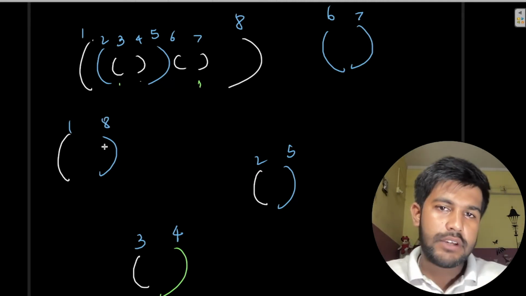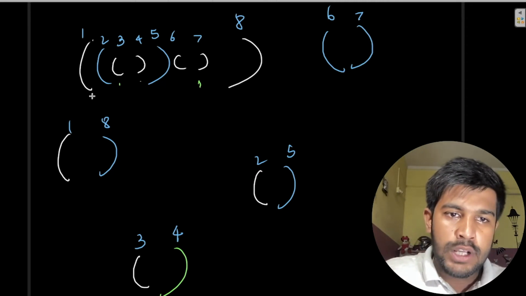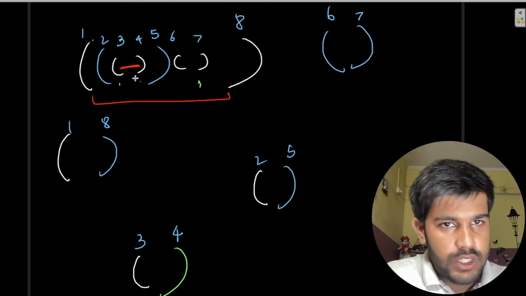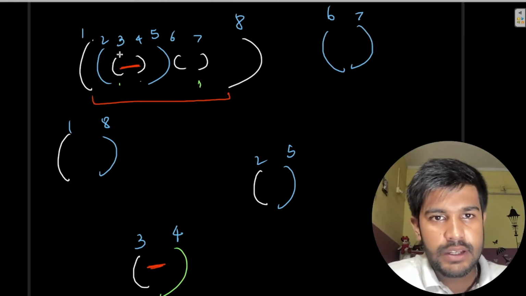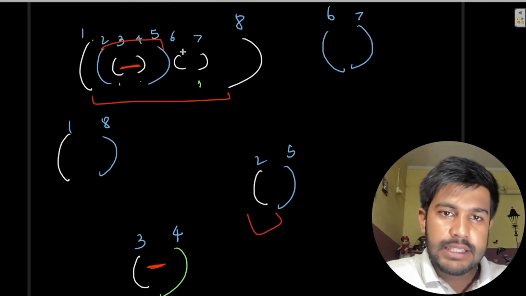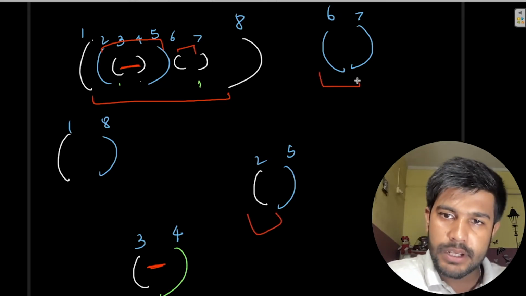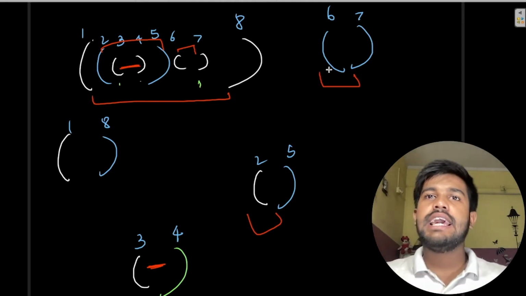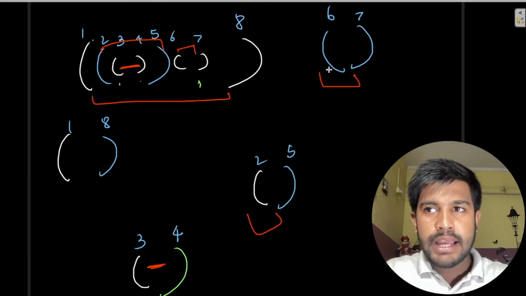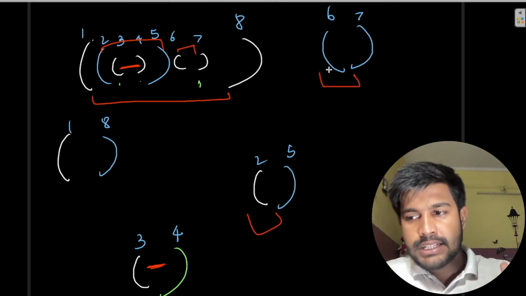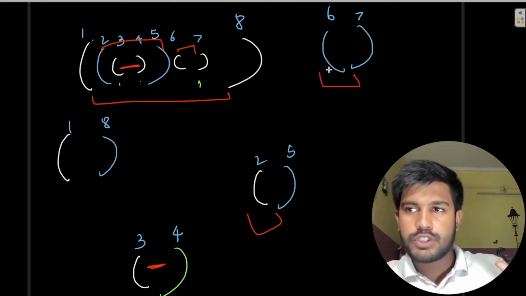So if you observe, that 1 was to be paired up with the largest one, which is 8. 2 was to be paired with 5. 3 and 4 is paired. 2 and 5 was to be paired. They are paired. 6 and 7 was to be paired. They are paired. So this is how we can see that if we keep the opening bracket and whenever we see a closing bracket, we take the last processed opening bracket.